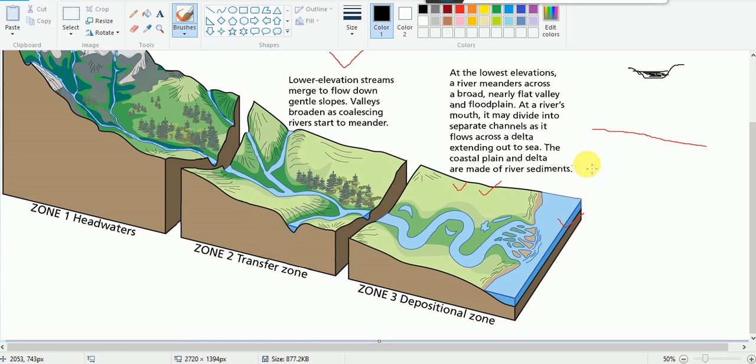Suppose this is the river, and so in the middle of the river, islands are formed, and such types of islands are known as riverine island.